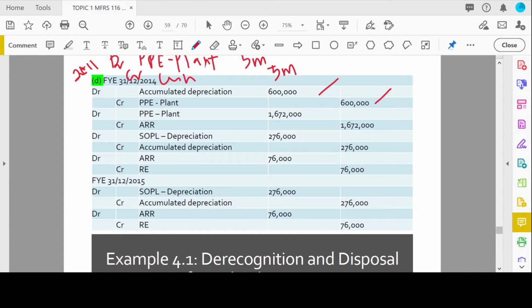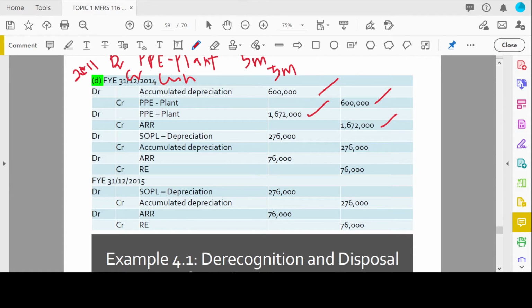The next step is to restate the net carrying amount of PPE to its fair value. How to do that? By recognizing the surplus on revaluation. We have computed before and got a surplus, so we are going to add it to the asset value. So debit PPE plant the amount of surplus that we calculated before, 1.672 million, and credit ARR 1.672 million.